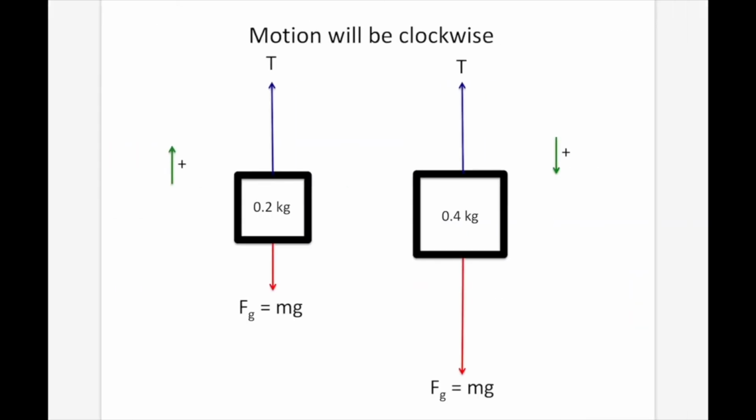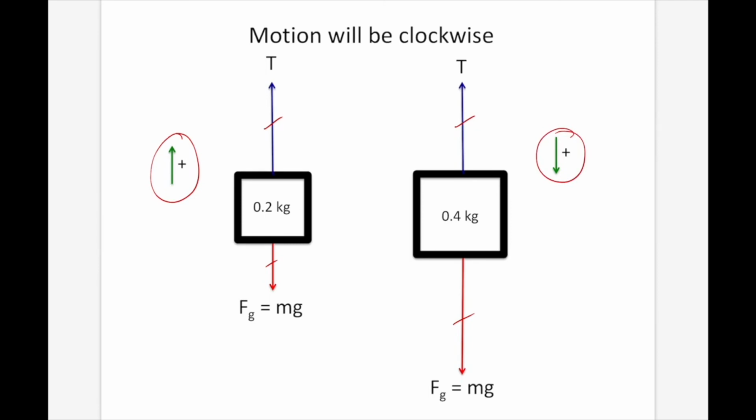So in this case, since the motion is clockwise, we know the left mass is going to go up, and we know the right mass is going to go down. We know the tension values are the same. So these vectors here need to be drawn exactly the same, whereas our Fg values are different. This mg is twice this, so we draw it about twice as long. Since we say the left mass is going to go up, we're going to say that up is positive for the left mass, and since we say the right mass is going to go down, we're going to say down is positive for the right mass.